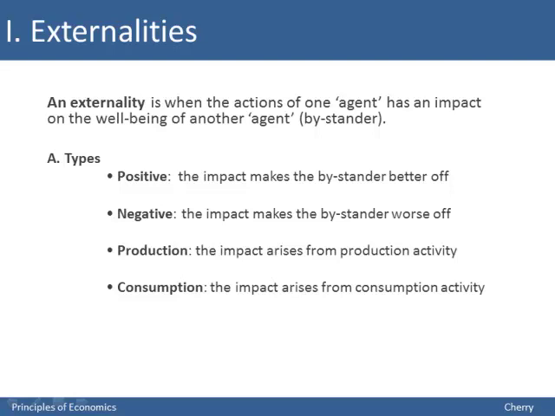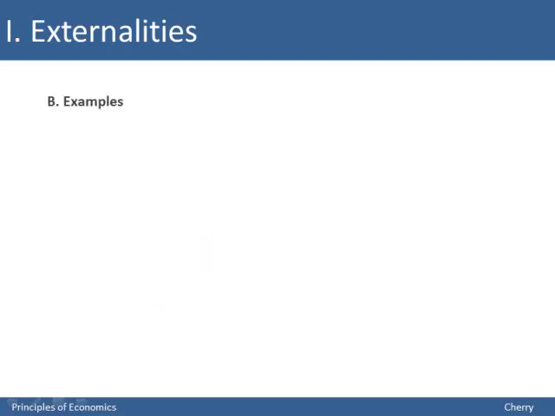Now, if you look at these four classifications, you can see that it's really two pairs. You have a positive and negative. So an externality is either going to have a positive or a negative effect on bystanders. And an externality is either going to arise from a production activity or a consumption activity. So a good way to really understand externalities is to just go through some examples.